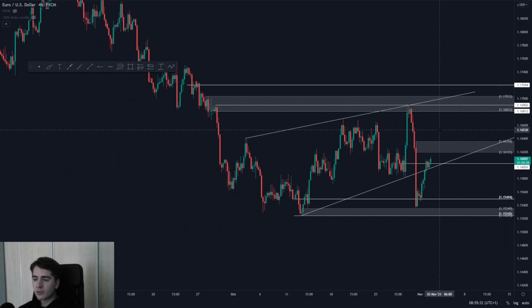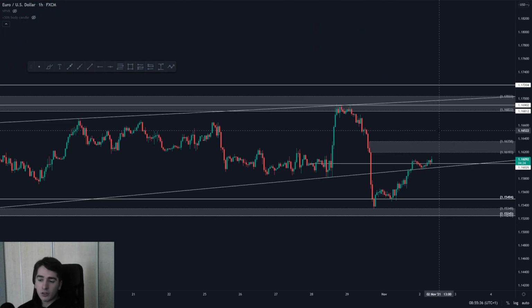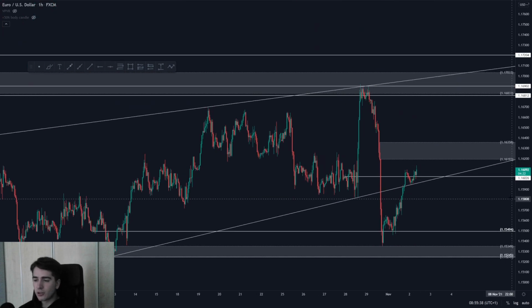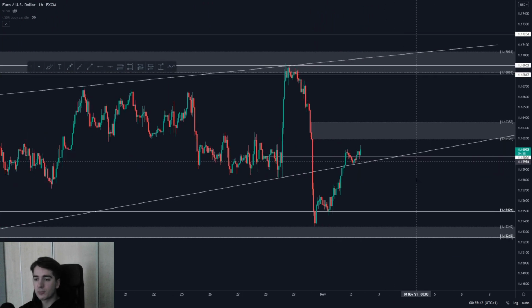So the 4 hour is of course bearish as of now. Daily is essentially also bearish. 1 hour is also bearish. Everything is essentially bearish. So let's just see if we get any reaction from these 1 hour areas of supply soon. So that's it for euro dollar. Let's head over to pound dollar.